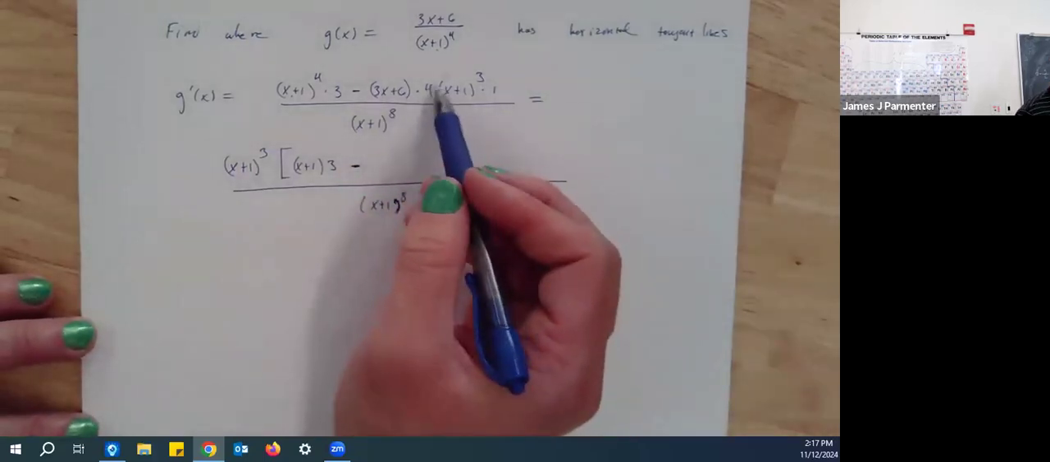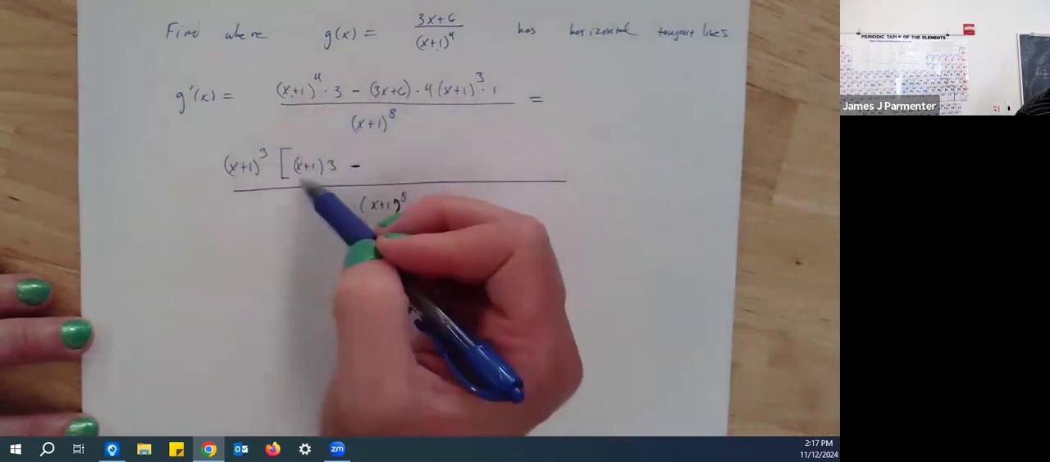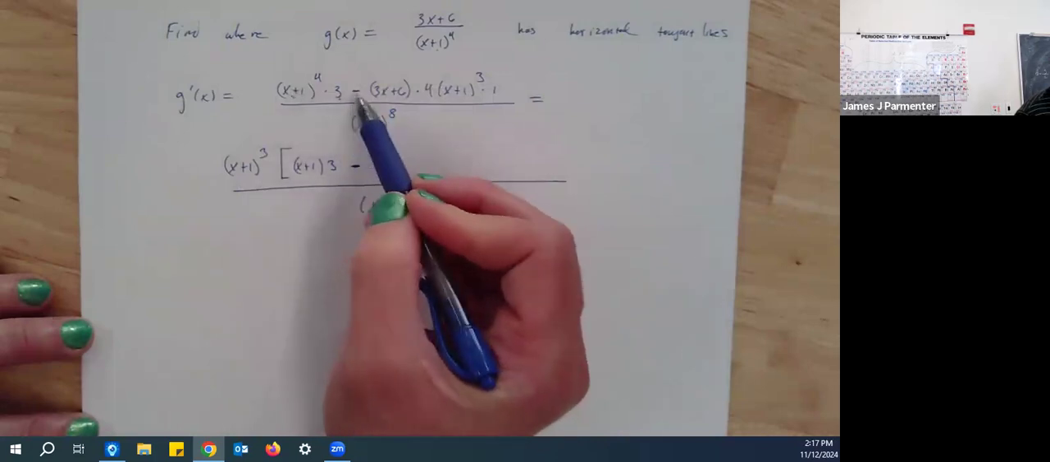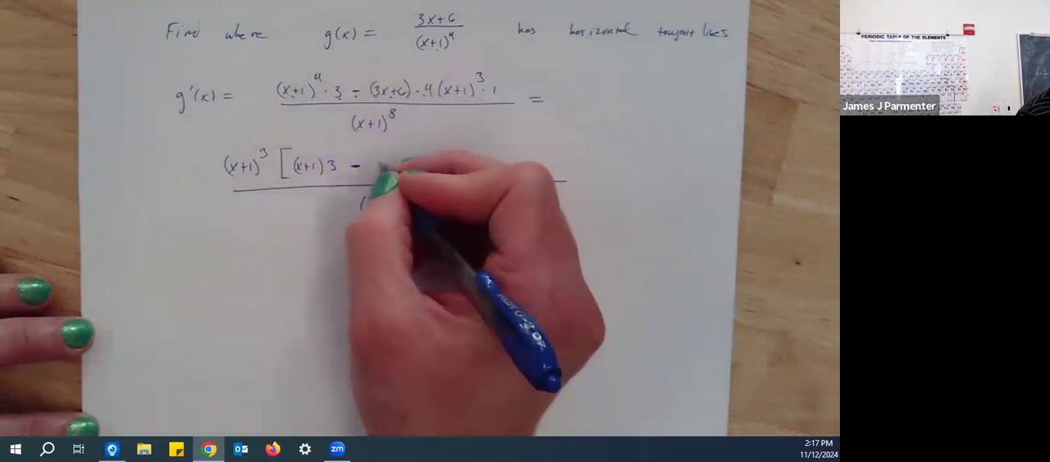I forgot about the 4. Sorry, I'm getting all caught up in this. So I factor out an x plus 1 cubed, left with an x plus 1 times 3, minus a 3x plus 6 times 4, and that's it.